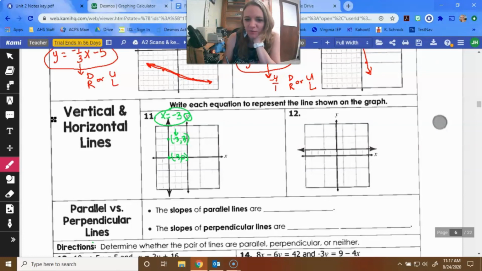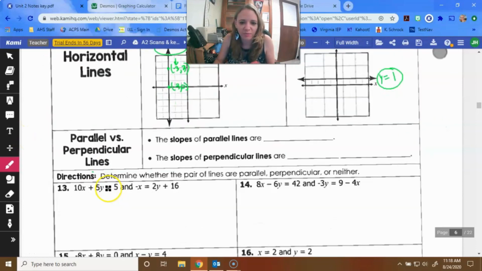Anyway, so then we have horizontal. Horizontals will be, of course, the opposite. So all the points on this line will be y equals, then you just look for whatever number it's going through. It's going through 1. So this one is y equals 1. Okay? And you can also test these in Desmos if needed.